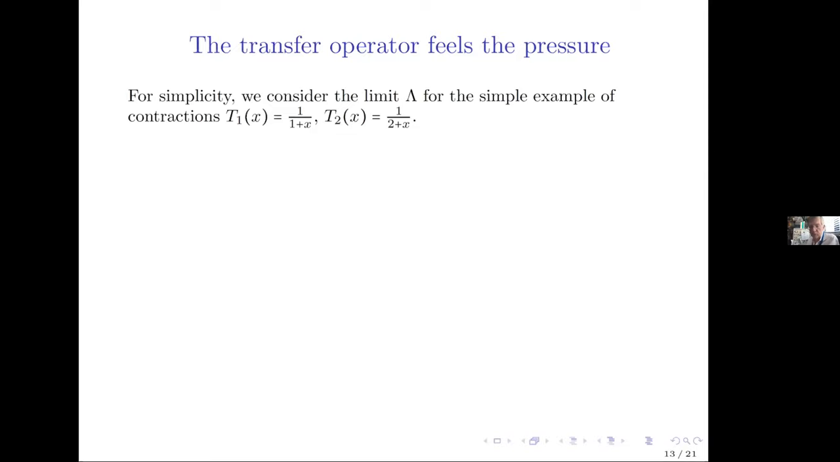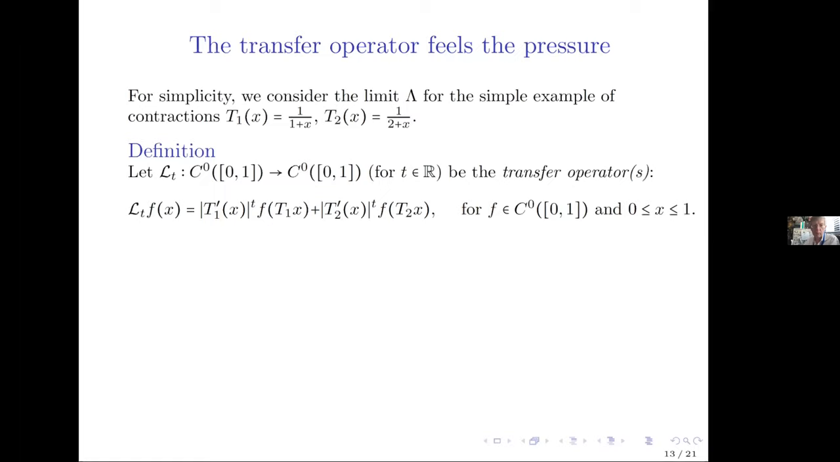Okay, and so the way to actually try to get information on the dimension out of the pressure is to use the transfer operator, which fortuitously we've seen already this morning. So let's go back to the situation that we have these two contractions, T1 and T2, and they contract the unit interval. Then we can define a family of operators, parameterized by t. This was the same parameter used before in defining the pressure. And the transfer operators are going to give us maps from continuous functions to continuous functions. In fact, they'll be even more regular than that, but that will do for the moment.